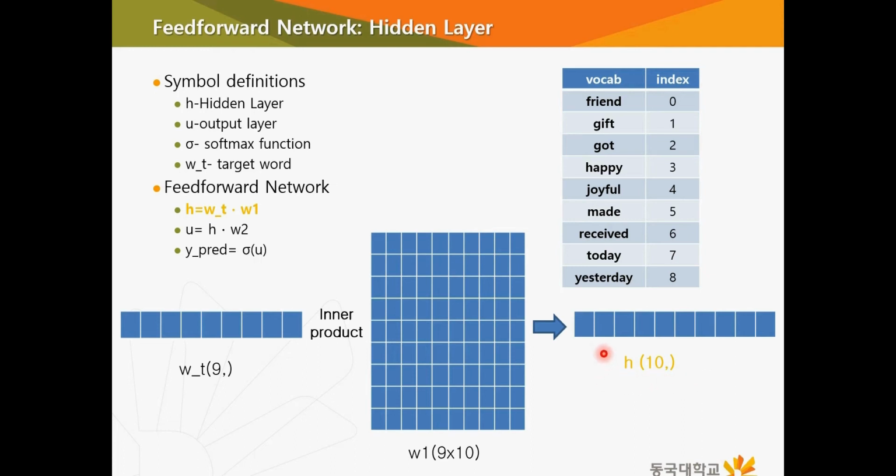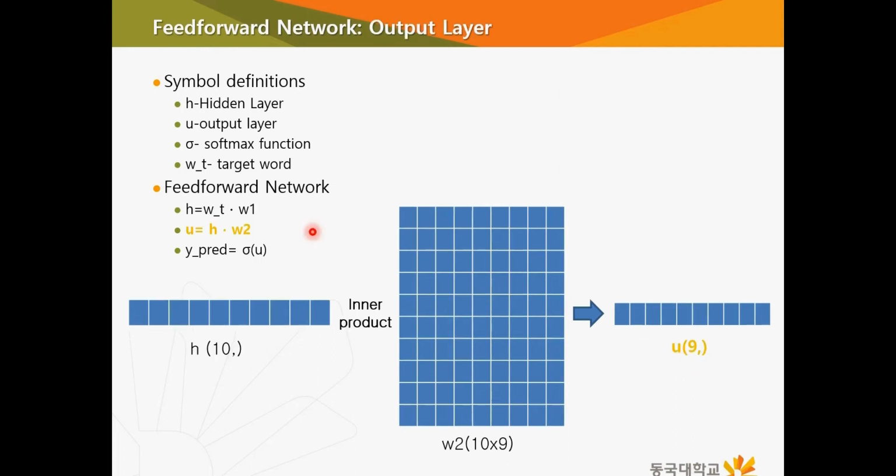Once you have the hidden layer, you can calculate the output layer by taking the inner product of the hidden layer and the second weight vector. The shape of the hidden layer is 10, and the shape of the second weight vector is 10 by 9. If you take the inner product, it gives the output layer of shape 9.